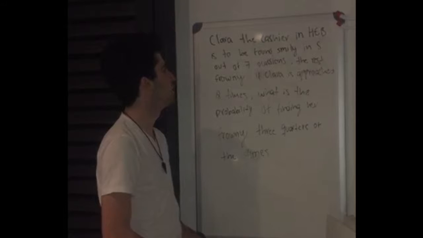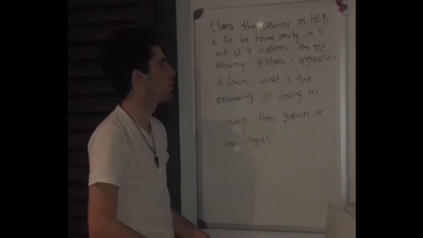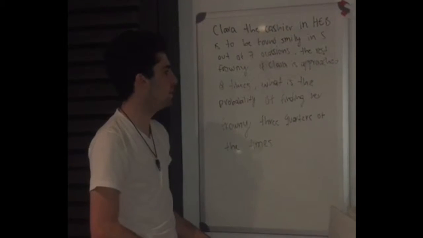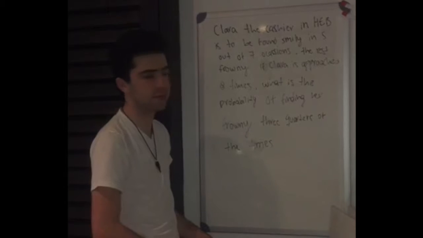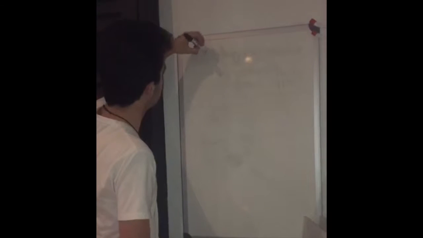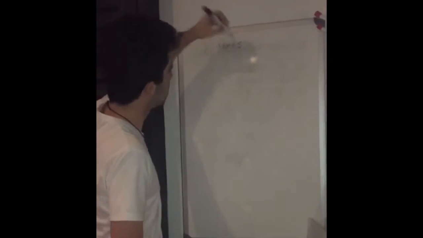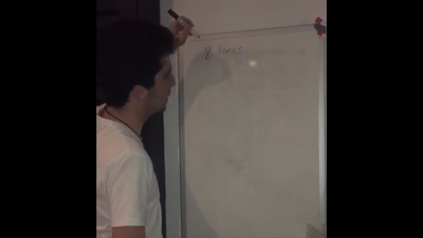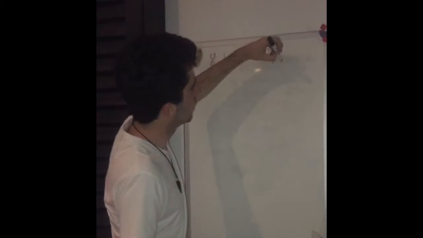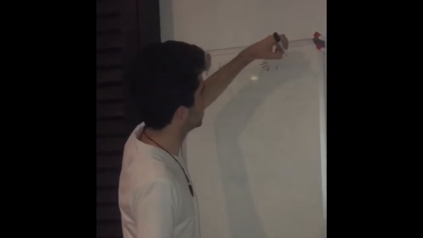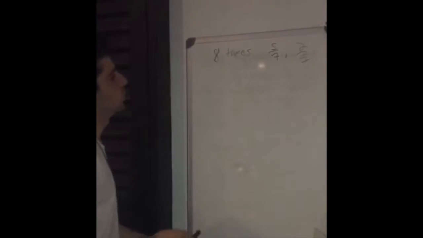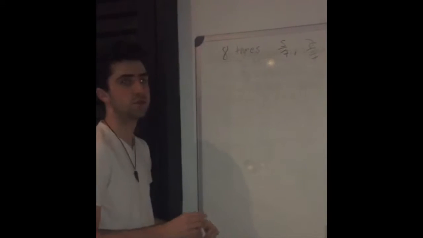Clara, the cashier in HEB, is to be found smiley in 5 out of 7 occasions, the rest frowning. If Clara is approached 8 times, what is the probability of finding her frowny 3/4 of the times? Okay, so we know that Clara was visited 8 times and that the probability of finding her smiling is 5 out of 7, so the probability of finding her frowny is 2 out of 7. Out of 7, excuse me.